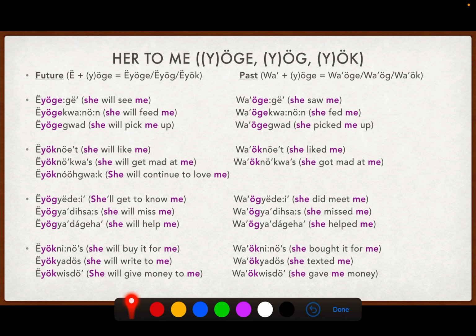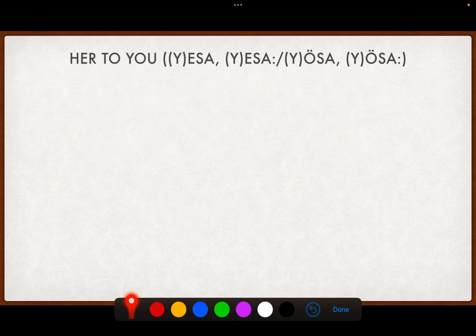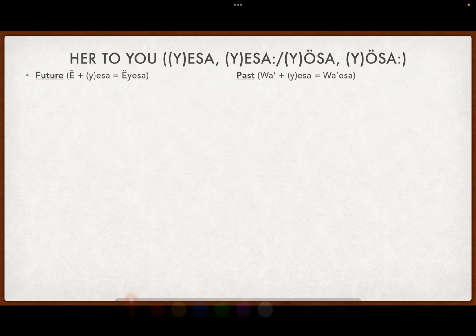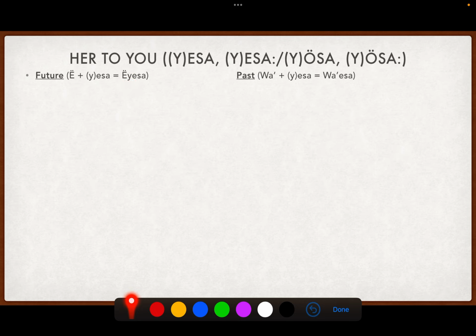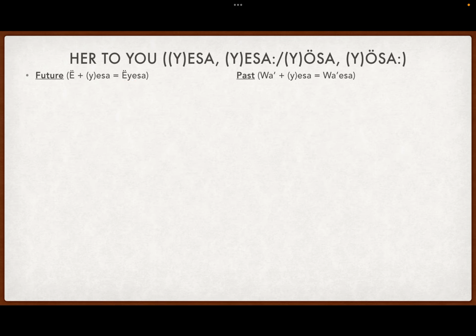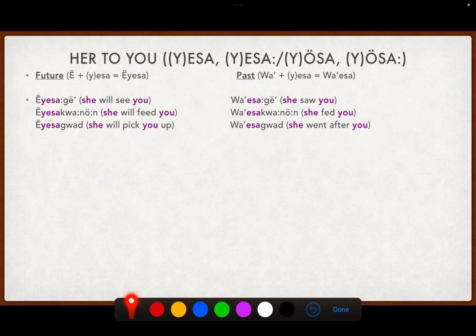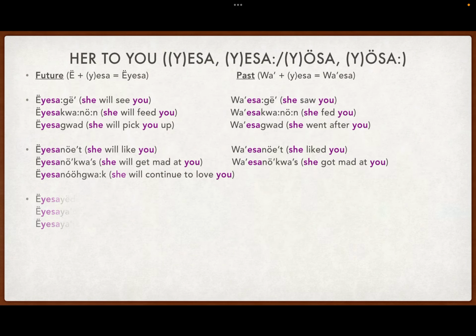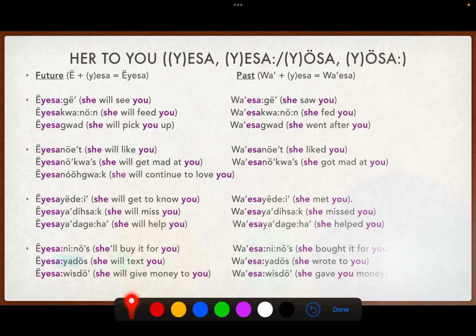All right. So her to me. Again, rewind, pause it, read them as you need to for practice. Then we have her to you. So it's going to be yesa or yesa. We're not going to use these, but those are just there for reference. So again, eyesa or waesa for past tense. All right. Ends in a vowel, so you will have some lengthened ones here. Otherwise, it's just going to plug right in. All right.